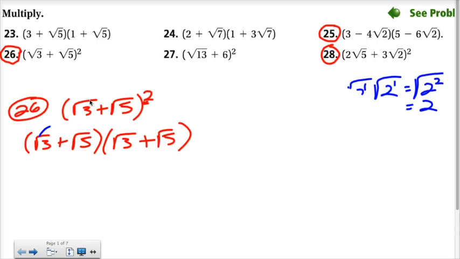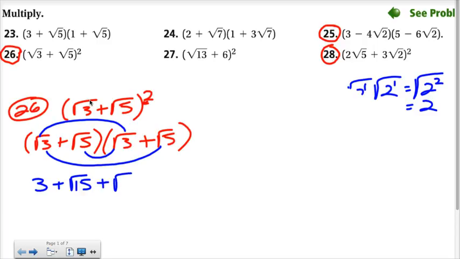So first times first, square root of 3 times the square root of 3. Well, that's going to give us 3. Outside times outside. Square root of 3 times the square root of 5 is going to be the square root of 15. My brain's getting ahead of me again. And then inside times inside gives us the exact same thing. Last times last, the square root of 5 times the square root of 5 is going to be 5.